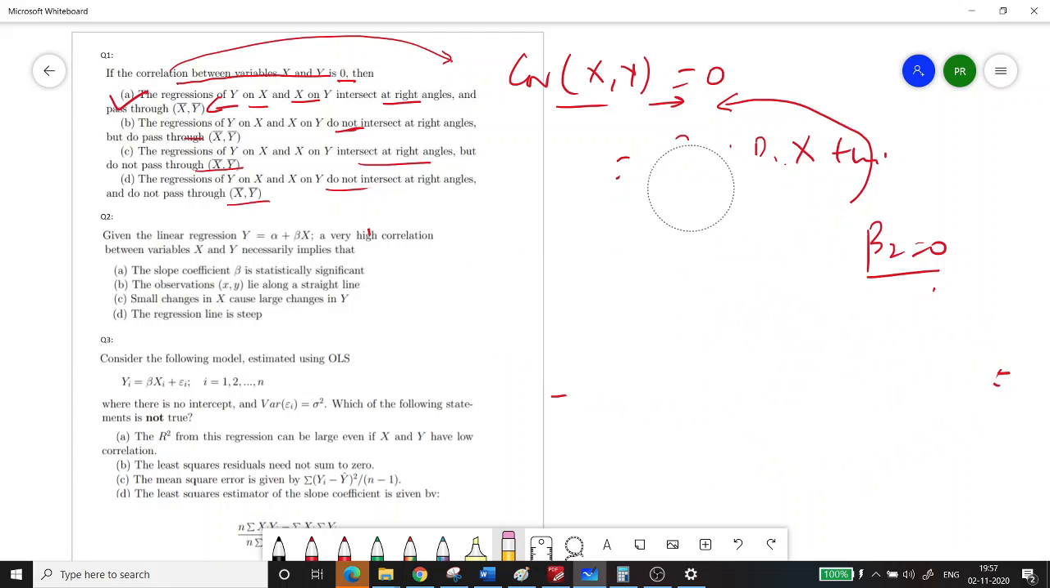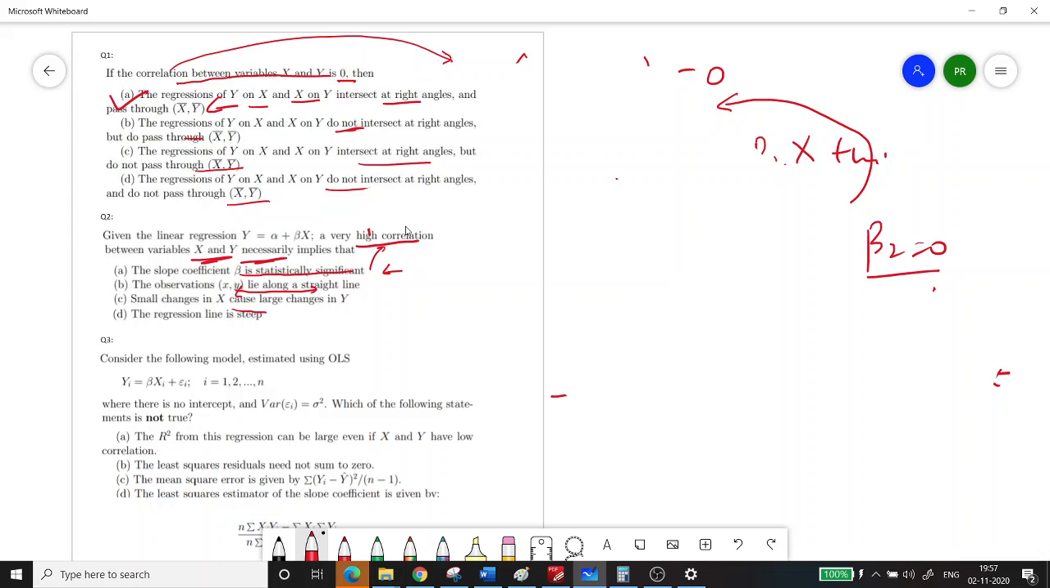Okay, so let us move to the next question. The next question says that given the linear regression y is equal to alpha plus beta x, a very high correlation between variables x and y necessarily, and this is a very important word here, necessarily implies that the slope coefficient beta is statistically significant. This does not make sense because this will not be necessarily implied by the correlation between x and y. The observations xy lie along a straight line. This can be our potential answer.